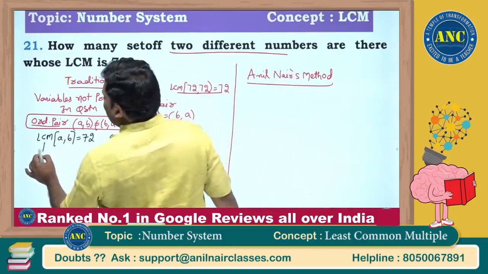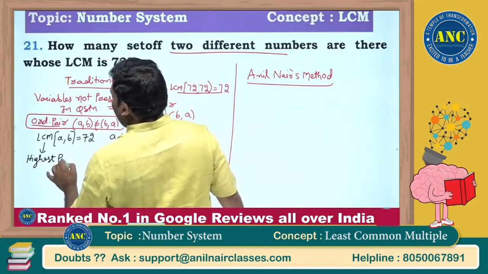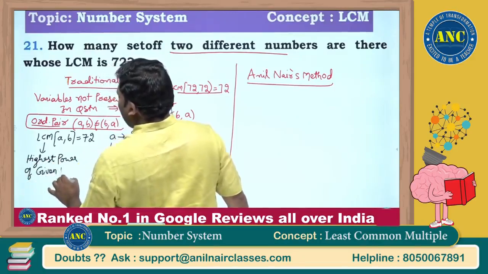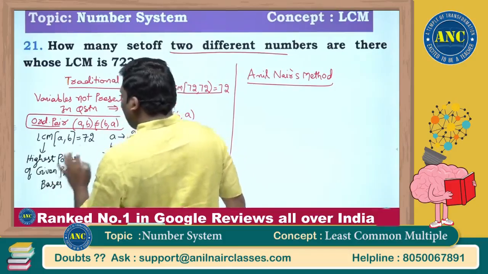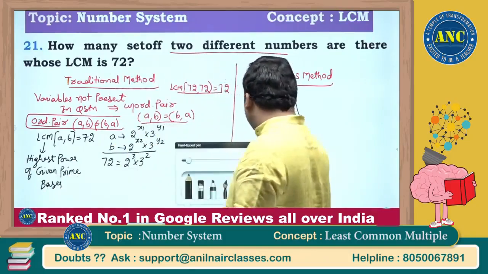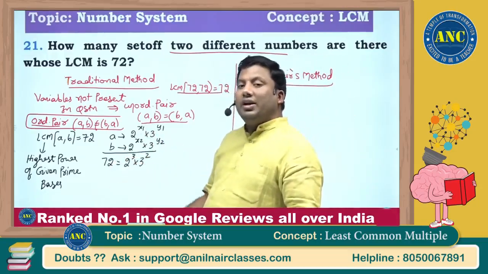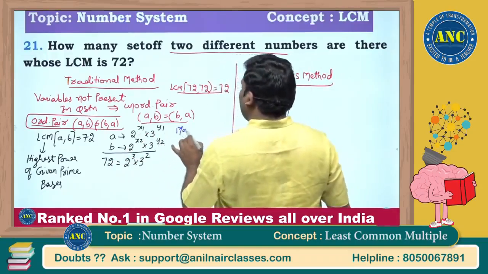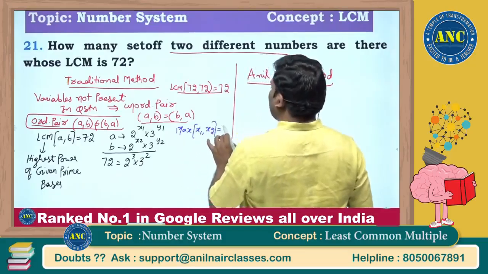What is the definition of LCM? LCM is defined as the highest power of the given prime bases. This is the definition of LCM. We will use the definition of LCM to calculate this answer. Listen carefully, sir. A we don't know, B we don't know, but 72 is 2 power 3 into 3 square. What is the 3? 3 is defined as the highest power of the given prime base. So the maximum of x1, x2 is 3.